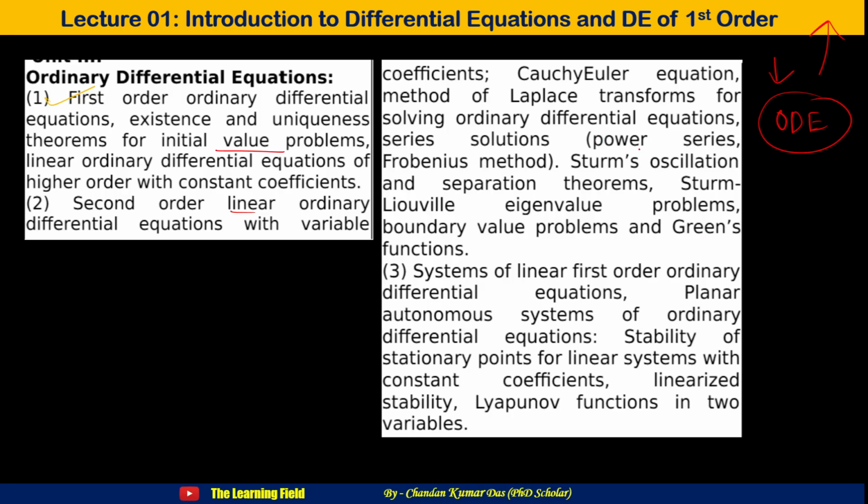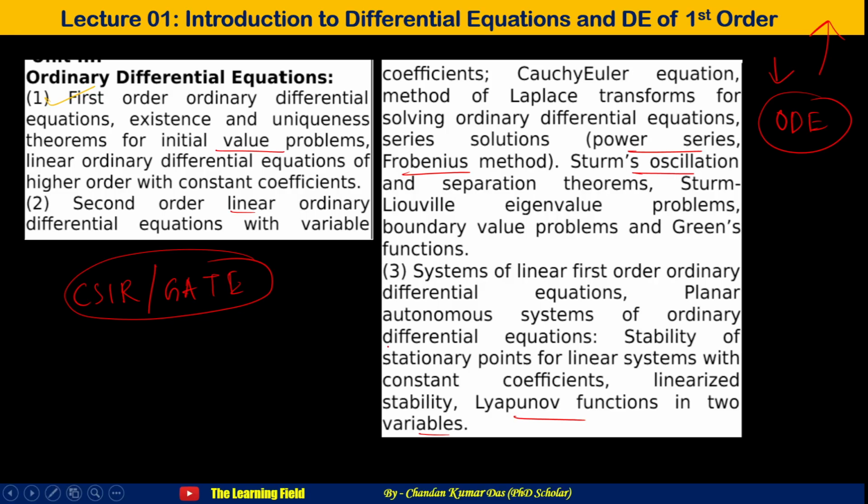So here now the power series, Frobenius method, Sturm-Liouville oscillation problem, all the things are now included, Lyapunov functions in two variables, all the things. The CSIR NET syllabus and the GATE syllabus are now mostly the same, and a little bit heavier for the CSIR NET exam. If you notice some recent year questions, the trend of the questions was a little bit tougher than the question level of 4 to 5 years ago.